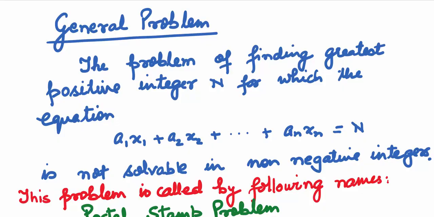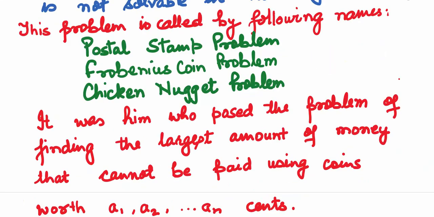So what is the general problem? The problem of finding the greatest positive integer n, for which the equation a1x1 plus a2x2 plus ... plus anxn is equal to n, is not solvable in non-negative integers. This problem is called by different names: the postal stamp problem, the Frobenius coin problem, or the chicken nugget problem. It was Frobenius who posed the problem of finding the largest amount of money that cannot be paid using coins worth a1, a2, ..., an cents.